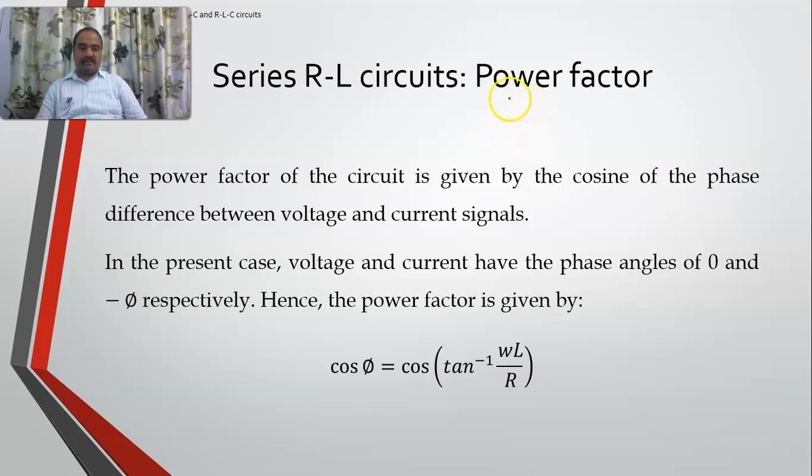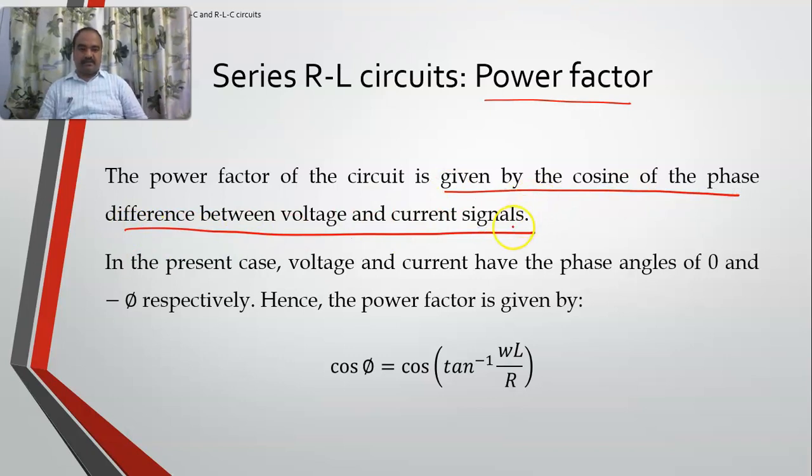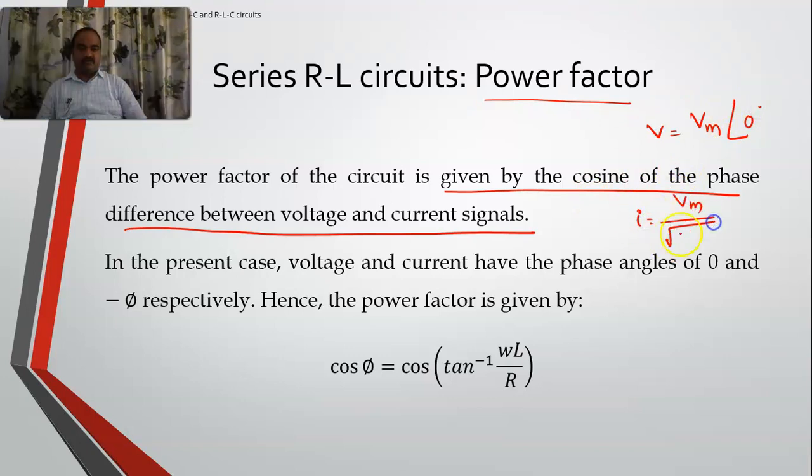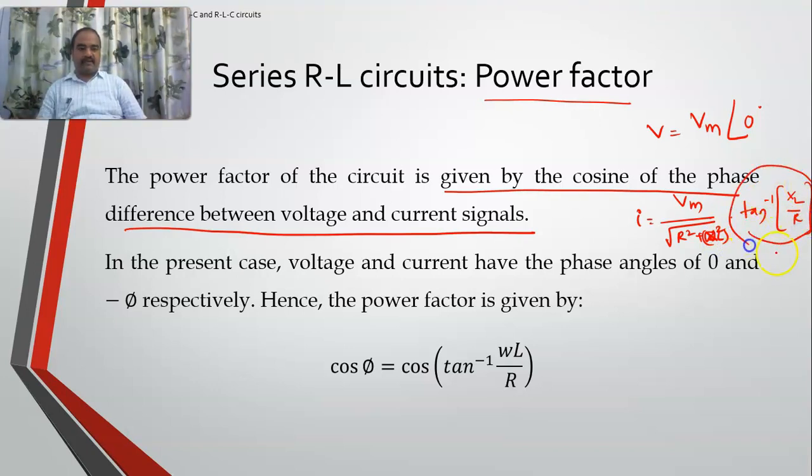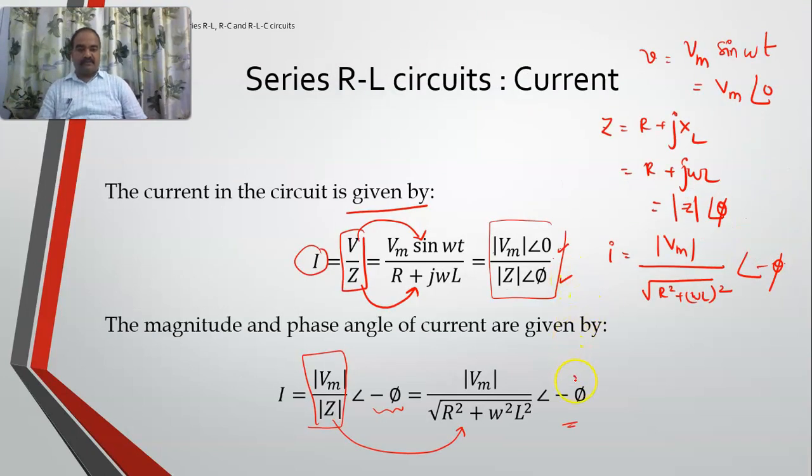Now comes the power factor. As I already said, the power factor of the circuit is given by cosine of the phase difference between the voltage and current signals, isn't it? In this case, what is the phase angle of the voltage? V was given as Vm sin omega t, whereas I was given by Vm by square root of R square plus omega L whole square, at an angle of tan inverse of XL by R. This is what we call phi. It was minus phi, I'll show you. Yes, this was minus phi.